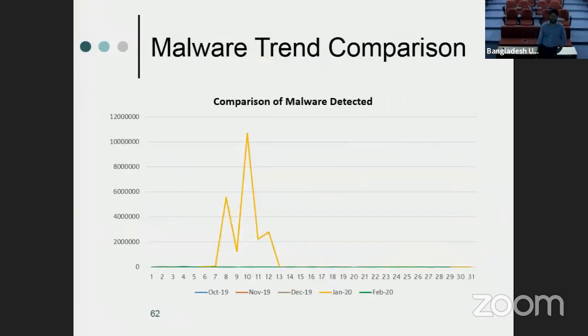Okay, so this is for the 5 months. Because of the huge spike in January, the other lines actually flattened, but we received different types of attacks in every month, as we showed in the previous slides.